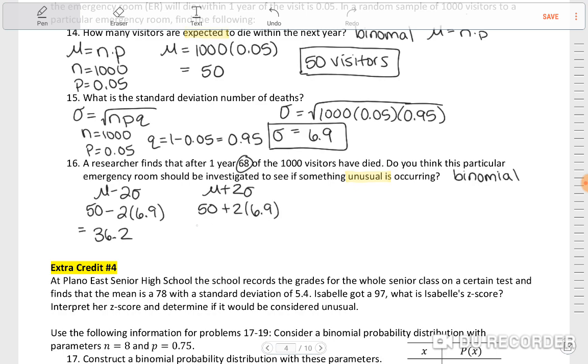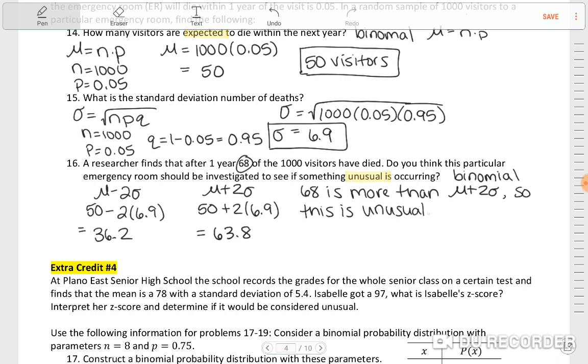So mu plus 2 times 6.9 equals 63.8. Uh-oh. So 68 is more than mu plus 2 sigma. So this is unusual. The question says, do you think they should be investigated? So I would investigate further.